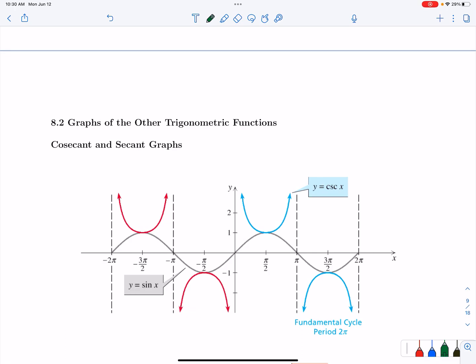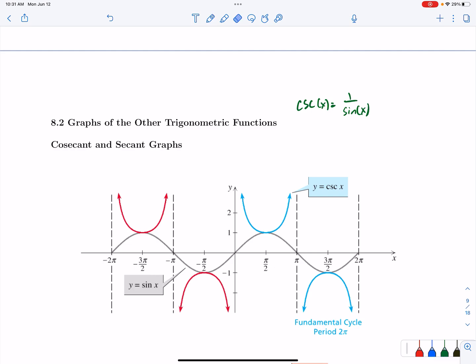In this video, I'll be going over the basics of cosecant and secant graphs. First up is the cosecant graph. So remember, cosecant of x is the reciprocal of sine of x. And so because these two functions are reciprocals of each other, their graphs are quite closely related.